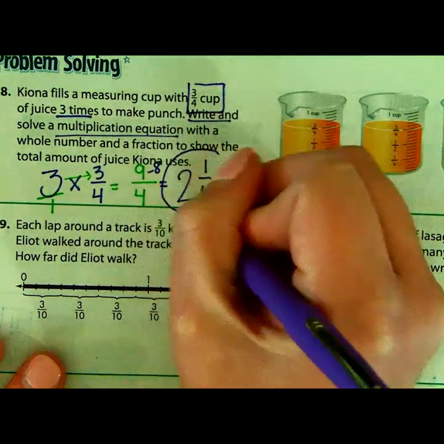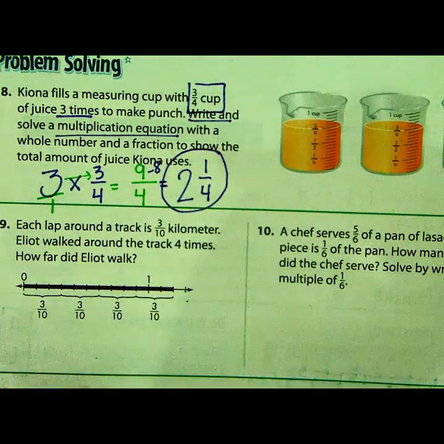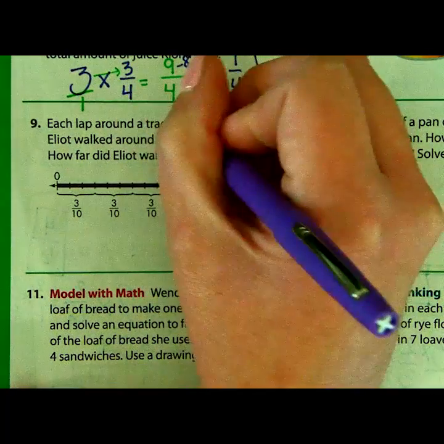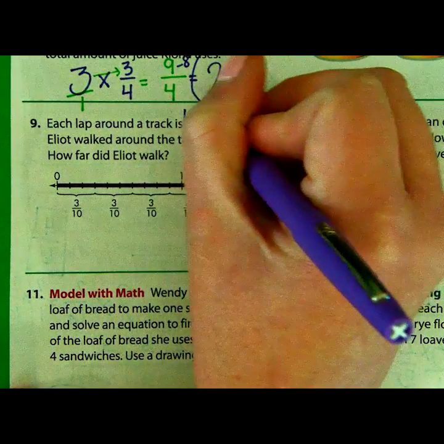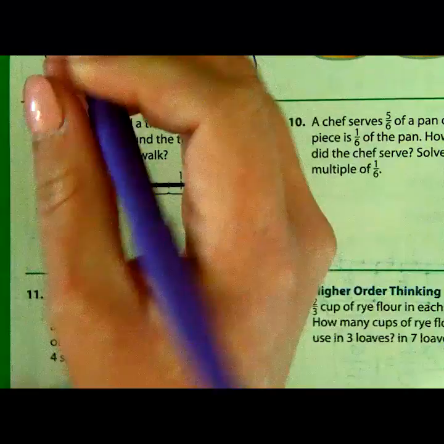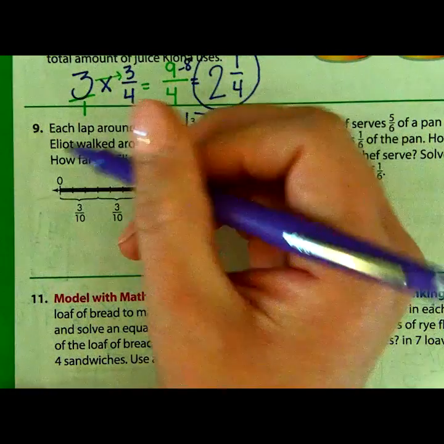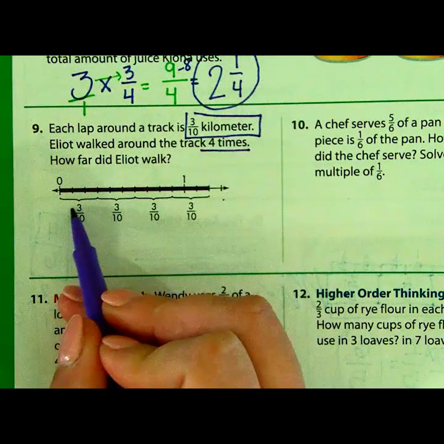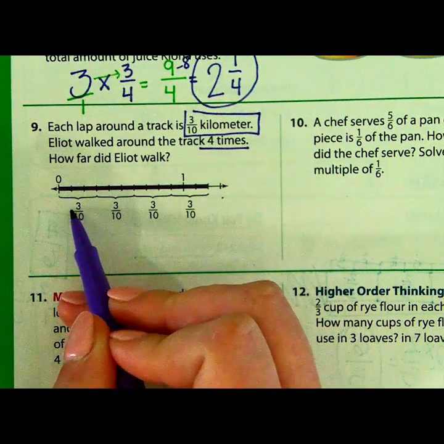Number 9. Each lap around a track is 3/10 of a kilometer. Some people pronounce it kilometer, some people pronounce it kilometer. Elliot walked around the track 4 times. So I can see that here represented on the number line. So the question is, how far did he walk?